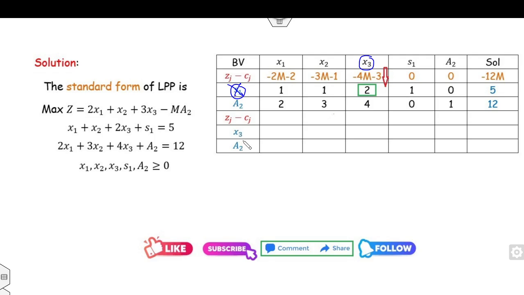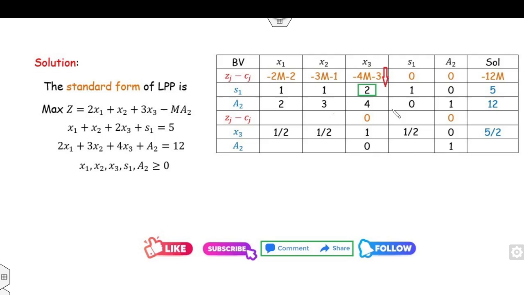Fine. Now these are the identity elements. You can write this is my identity. a2 is the identity. The value corresponding to Zj minus Cj is always 0. Divide this row by 2. You will get a half. This is half, 1, half, 0, 5 by 2.